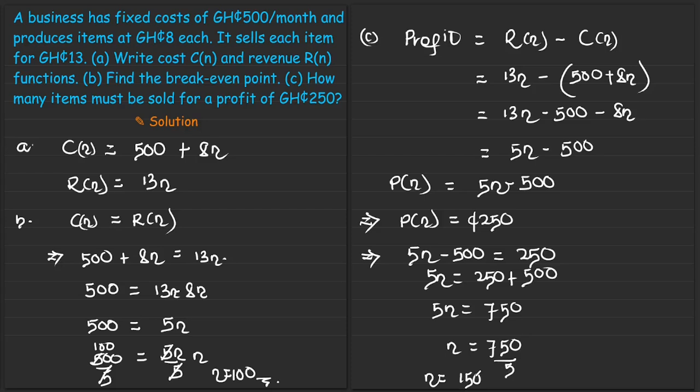So for the business to gain a profit of 250, they should target producing 150 items and selling 150 items. So in conclusion, we simply say the break-even of this business is what? 100 items, and then the business needs to sell 150 items to get a profit of 250. As simple as that.